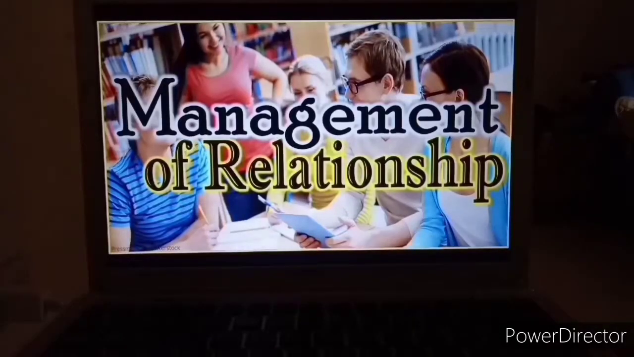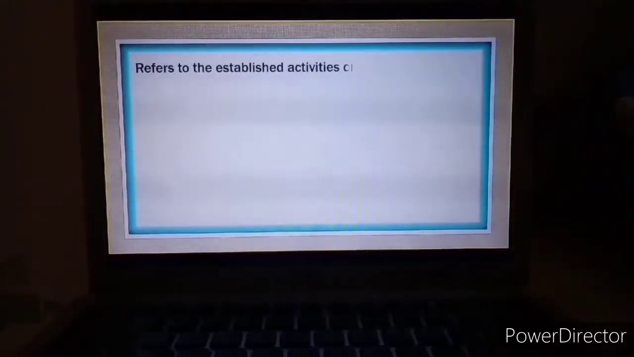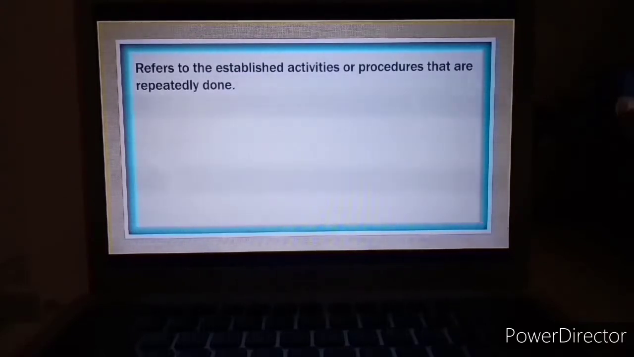Management of relationship refers to the established activities or procedures that are repeatedly done. This merely focuses on establishing a positive and supportive classroom environment, combining the different types of learners to create a good long-term relationship and allow them to socialize with others.